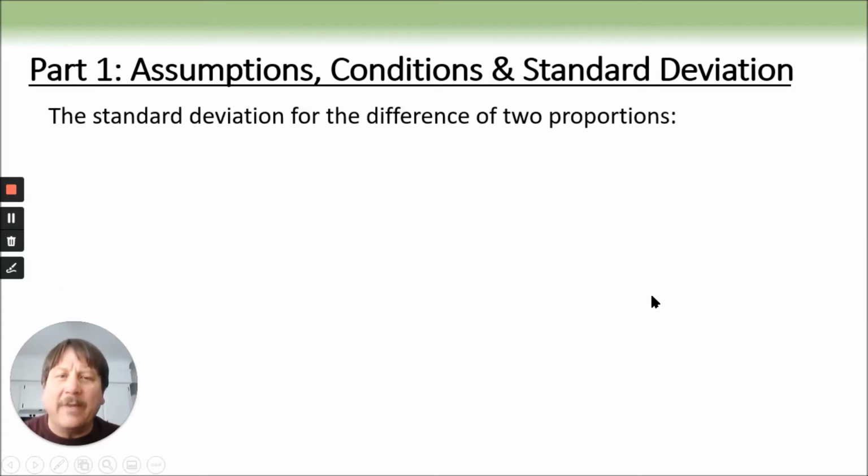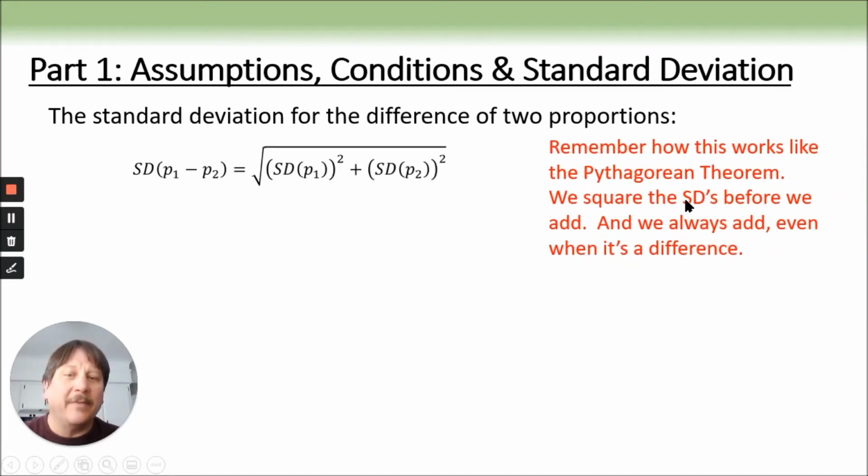Okay, standard deviation for comparing two proportions. This comes from back when we did adding or subtracting standard deviations from 2 random variables. The fact that they are proportions doesn't have anything to do with that. You are still going to square the standard deviation before you add them and then take the square root. That's kind of the Pythagorean theorem, a reminder that you have to square and then add. Even though we're finding a difference, you still add.